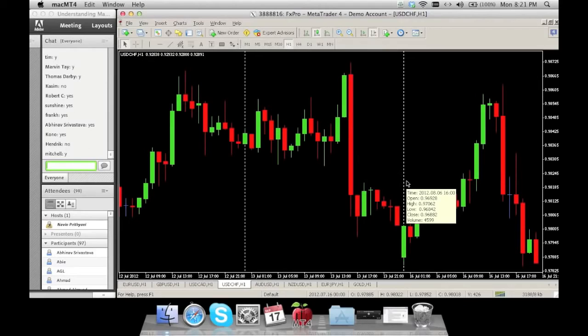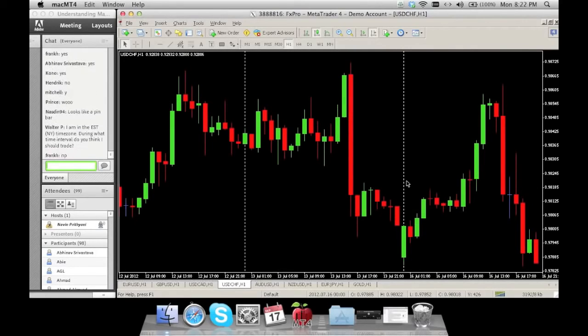Now for those of you who are still lost, you can always look through the recording. But right now we need to move to the next. Nasdeen, it looks like a pin bar. It is a pin bar, but it's an upside down pin bar. That is a trend continuation pattern.